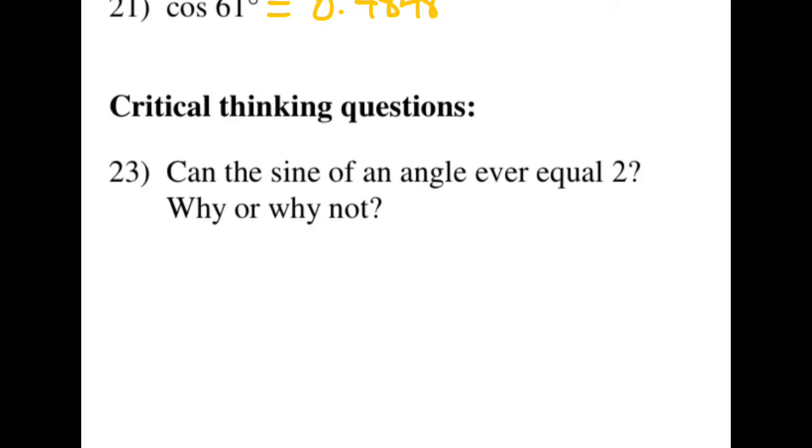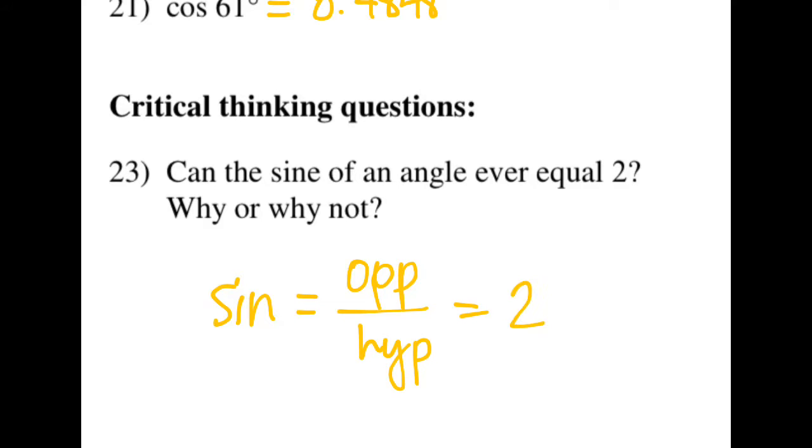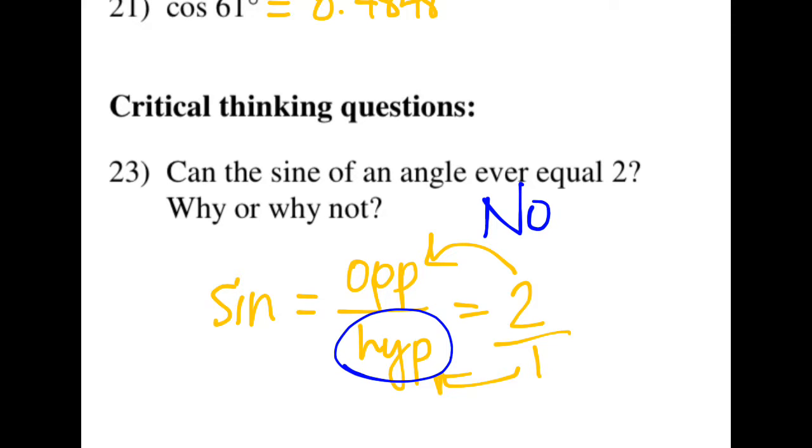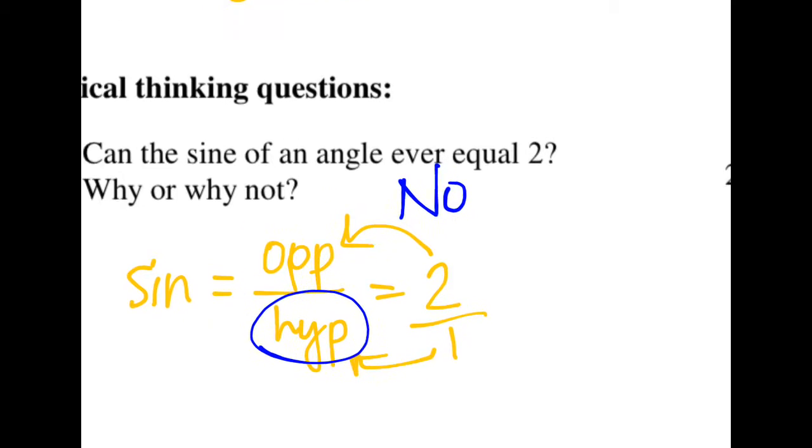All right. These are just bonus questions. You didn't have to answer these, but can the sine of an angle ever equal 2? Well, let's think about that. If the sine is equal to the opposite over the hypotenuse, and this has to equal 2, that means this is 2 over 1, or the opposite side has to be larger than the hypotenuse. Is that possible? No, the hypotenuse by definition is the longest side, so no. It can't, because a side length can't be longer than the hypotenuse.